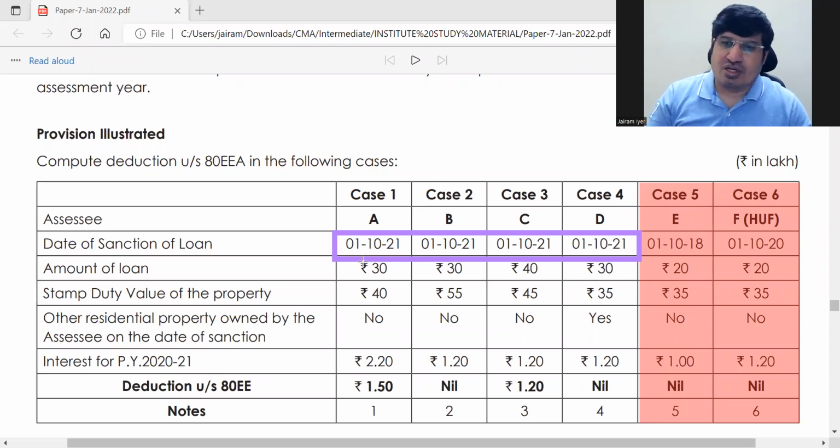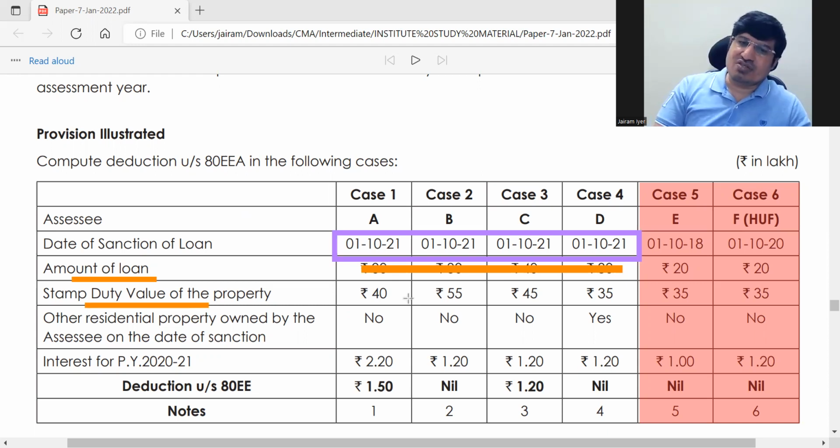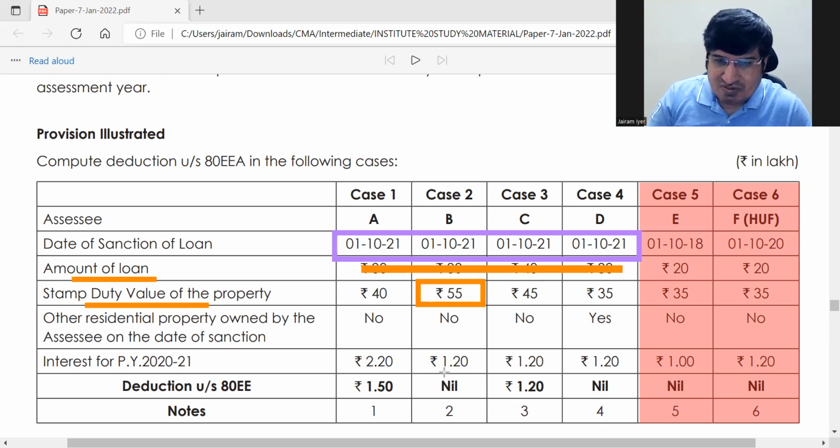Now the second thing is your amount of loan in this section. Amount of loan is not important. You don't have to see the amount of loan. You only see the stamp duty value of the property. Up to 45,000 is fine. Now this is 55,000, that's why here it is nil.